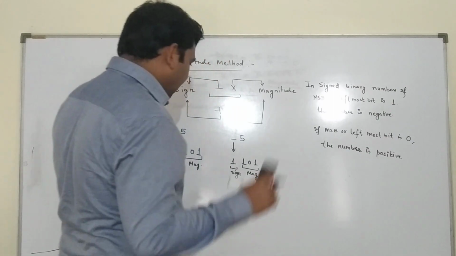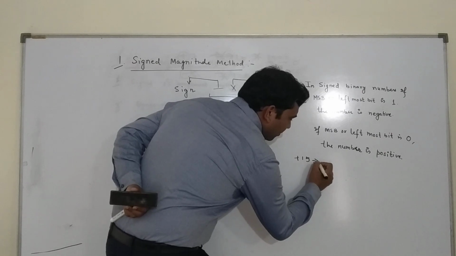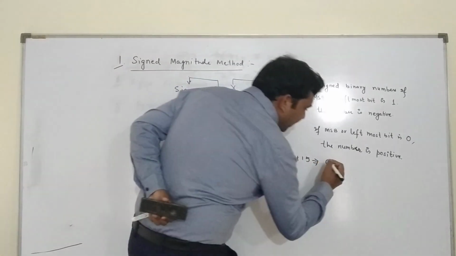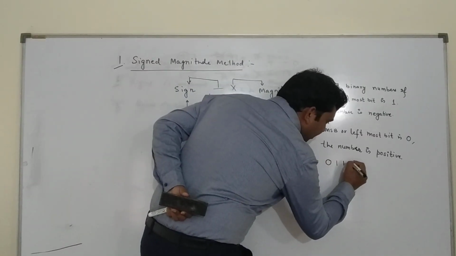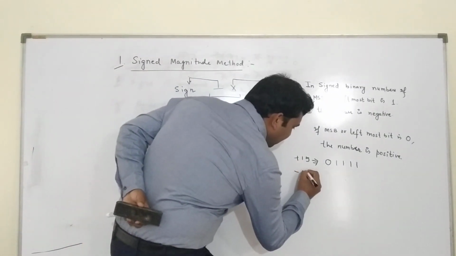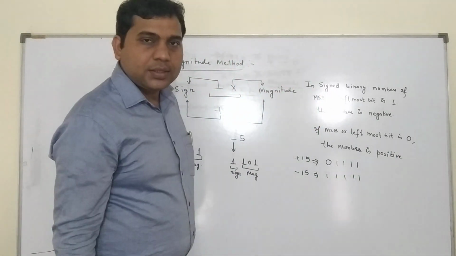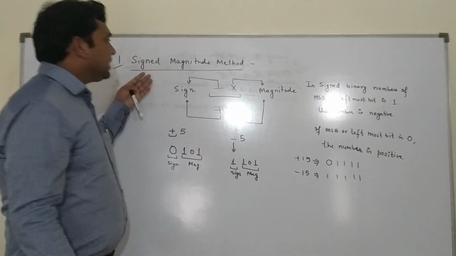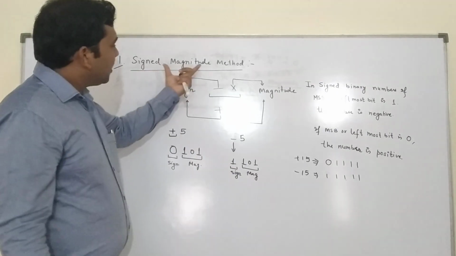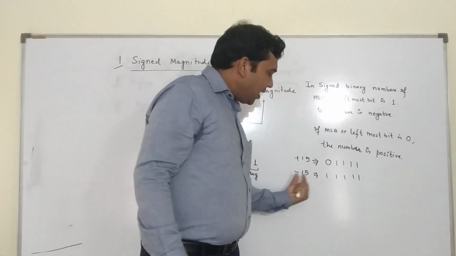For example, take one more example. Suppose I wanted to write plus 15. So plus meaning it's a 0. 15 can be written like this, 1, 1, 1, 1. So this is plus 15. What about the minus 15? The minus 15 can be written like this. This is the first method, which is signed magnitude method. The most significant bit is reserved for the sign. The rest of the bits are reserved for the magnitude. This is how you can write plus 15 and minus 15.